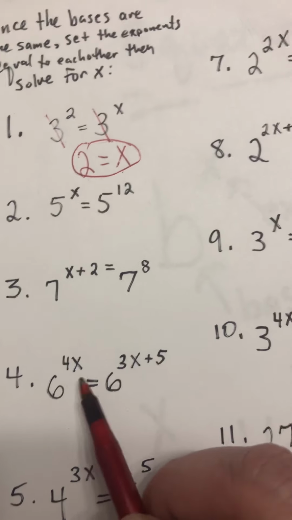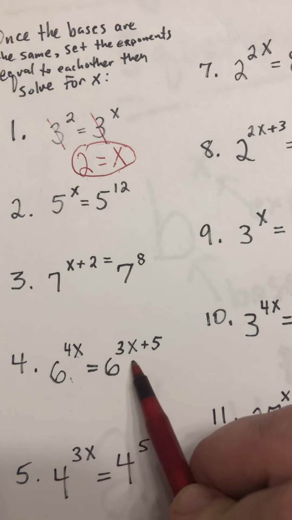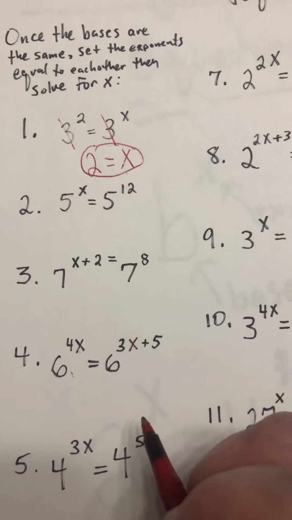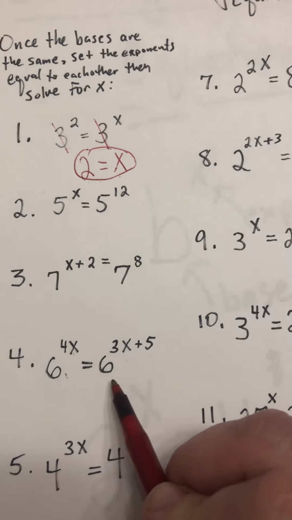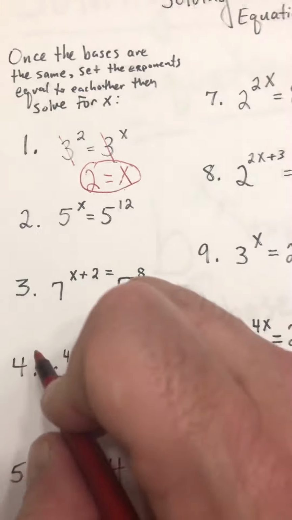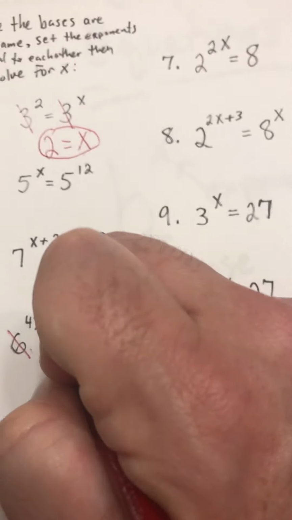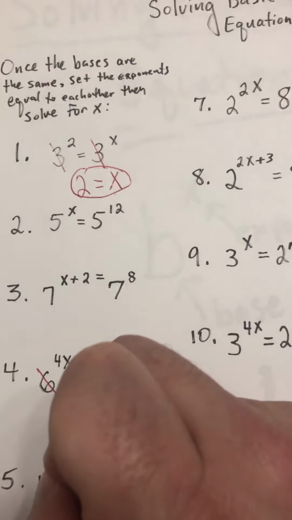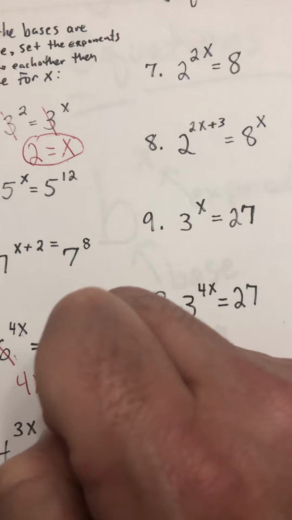This one here, can you tell what the bases are? If you look at the bases of 6, you can simply see that they match and you can cross them off. Then you set the exponents equal to each other.